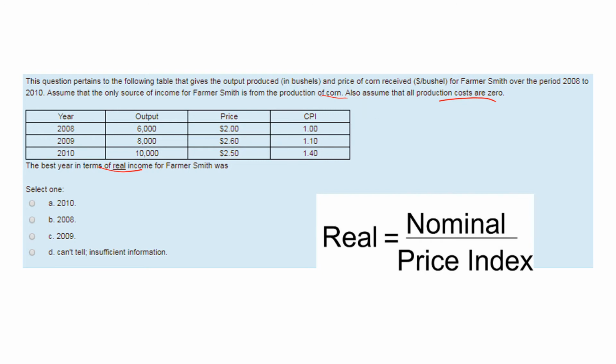So let's make 2 more columns here. Let's do nominal income. And then let's do real income.